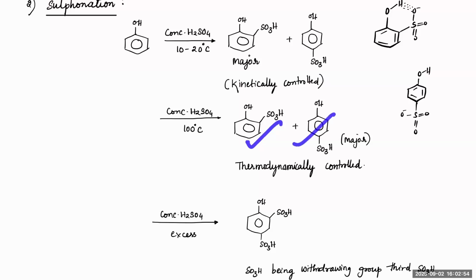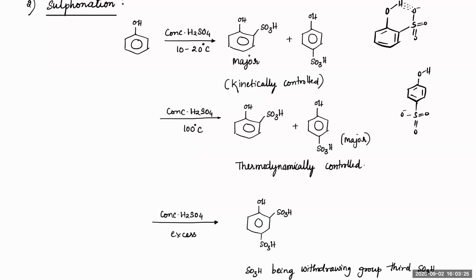Between these two products, this product is actually more stable due to hydrogen bonding, because hydrogen bonding can happen here as well as here. So intermolecular hydrogen bonding, not intra, not within, but between two molecules, would be more. So this is more thermodynamically controlled. High temperature always favors the thermodynamic product, and low temperature always favors the kinetically controlled product. So it is very important to learn which is major in what case.